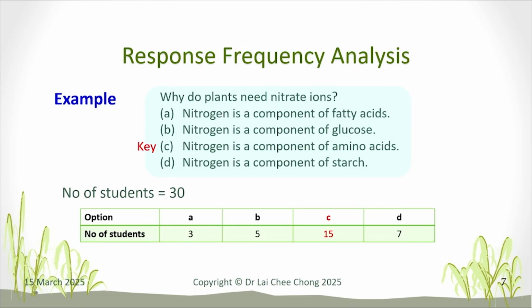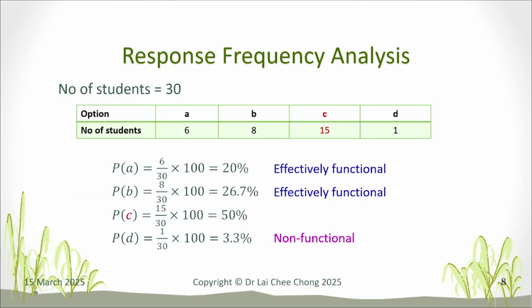Now, you give this question to the kids, and they'll start choosing, okay? Now that's what I have. So 3 students choose A, 5 choose B, 15 choose C. So C is the correct answer, fair enough, it's the key. And 7 choose D. Now, what I'm looking at, I don't bother with this one, I'm looking at these 3. So I will do my calculation. Now, assuming I got 30 students here, I can use 5% as a cutoff point.